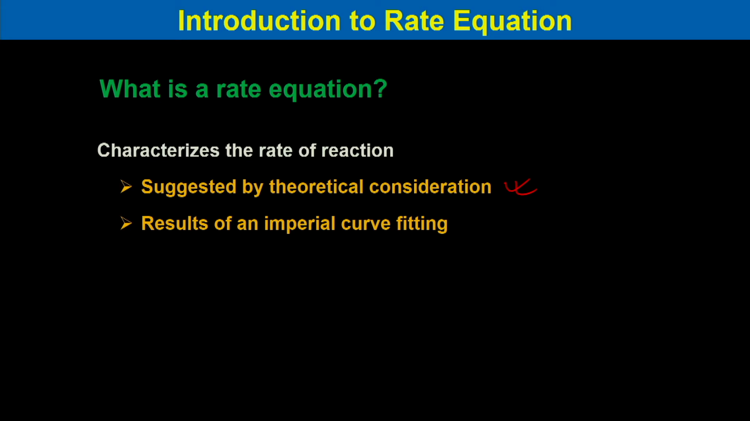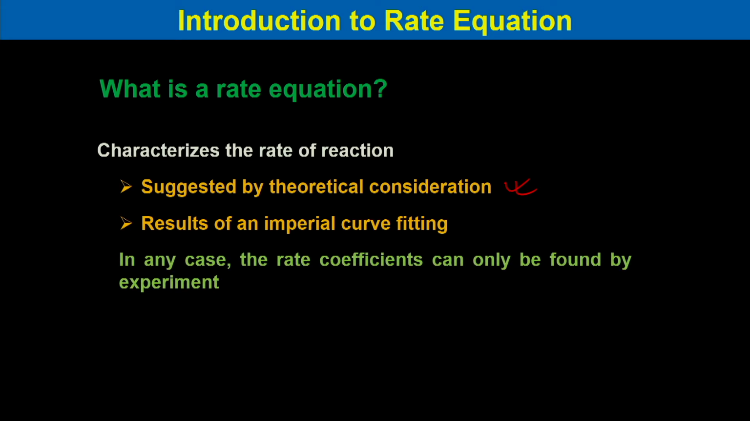In either case the rate coefficient can only be found by experiments. So, whether it is empirical curve fitting or theoretical consideration, whatever the rate equation suggests, the constant values or the rate coefficient values can be obtained only by experiment. So, we have to perform the experiment in different reactors and obtain the kinetic data.